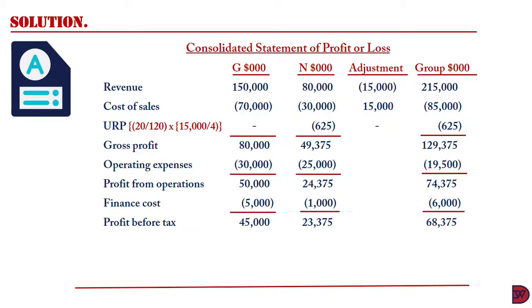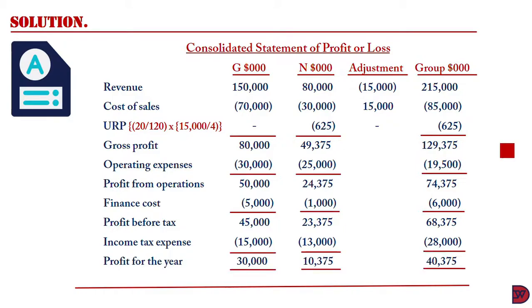Profit before tax is $45 million for J, $23,375,000 for N, then $68,375,000 for the group. Income tax is $50 million for J, $30 million for N, $28 million for the group. Then profit for the year will be $13 million for J, $10,375,000 for N, then $40,375,000 for the group.